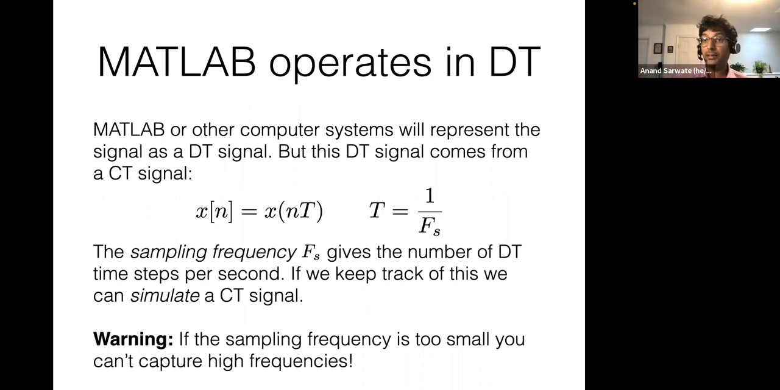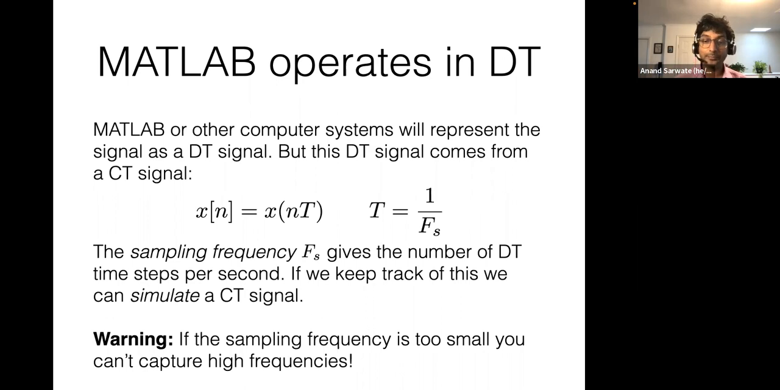So I'm grabbing f of s samples per second, right? And this f of s is giving me the number of integer time steps that correspond to 1 second of actual audio in the real world, real time. So if we keep track of this, we can simulate a continuous time signal because we know essentially how fast to play the discrete time signal, because we know that we should push out of the speaker fs samples in 1 second.